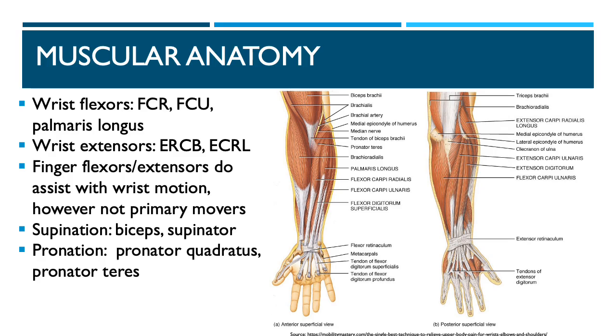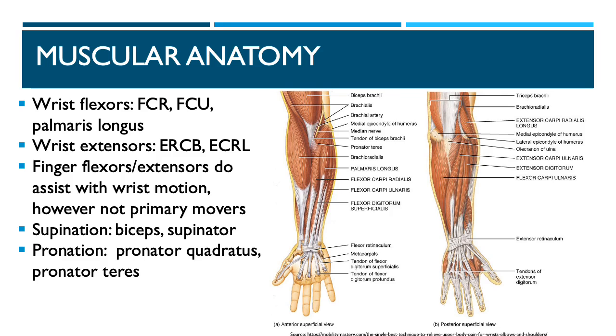So moving on from bony anatomy, we're going to talk about the muscle anatomy. So wrist flexors, you got your FCR and your FCU. Palmaris longus, sort of. It technically is a wrist flexor, but it doesn't really do that much. Your wrist extensors, ECRB, ECRL, and that should also say ECU.